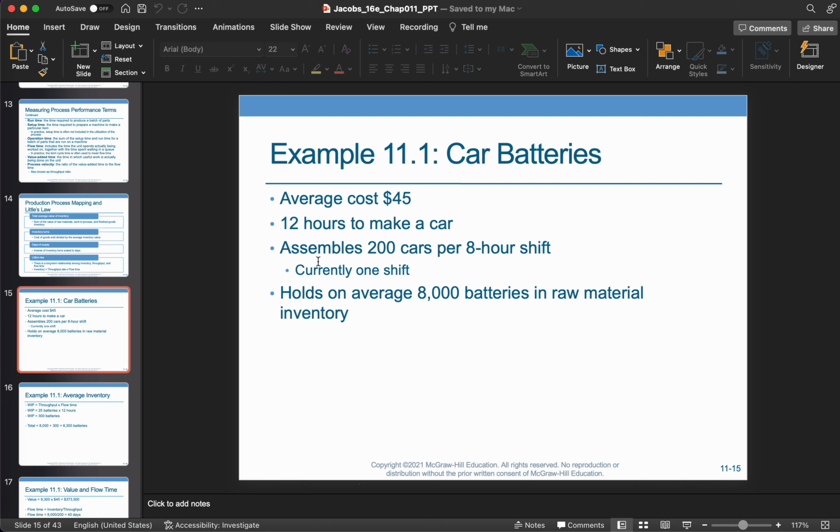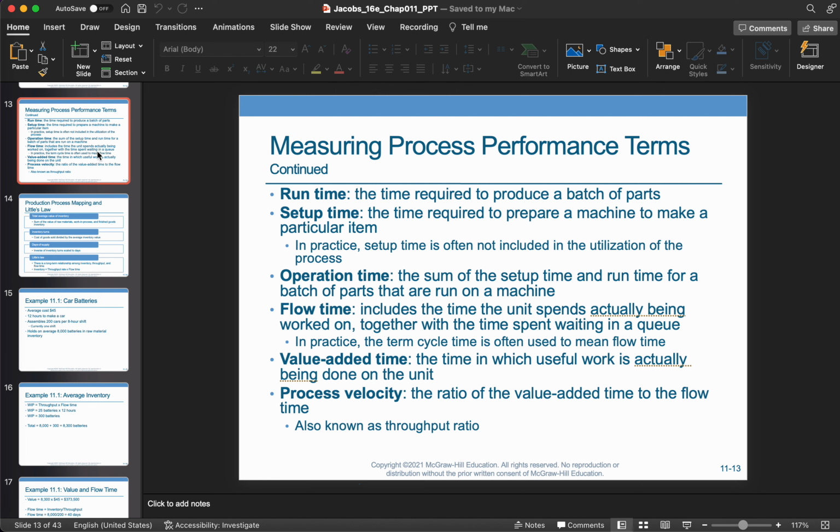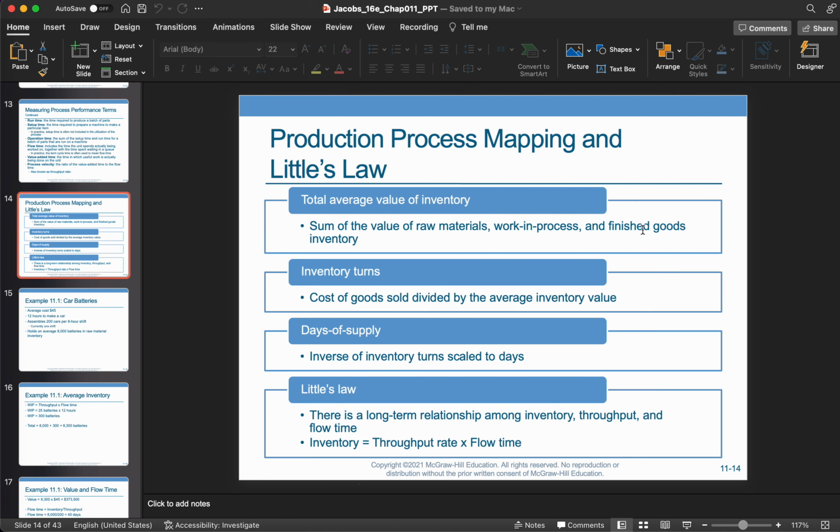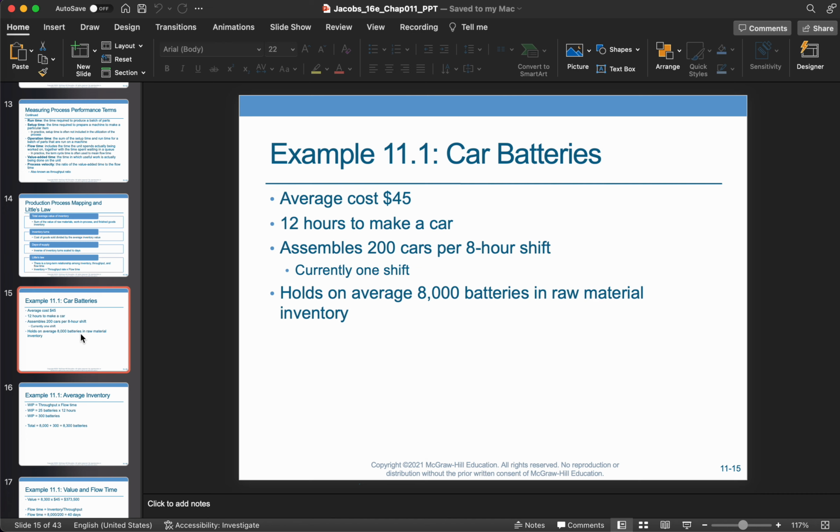Apart from the raw material inventory, you also have work in process inventory. We are not going to look at finished goods inventory, because once the car batteries become part of a car, you're not looking at individual battery inventory anymore, right? You're looking at car inventory, the number of cars that you have. So when you're looking at car battery inventory, you have 8,000 batteries in raw material, but you also have some batteries on the floor as work in process.